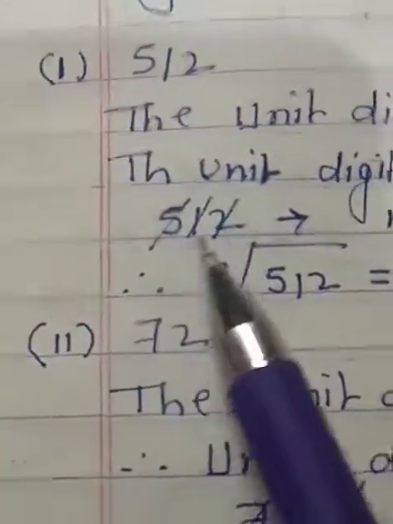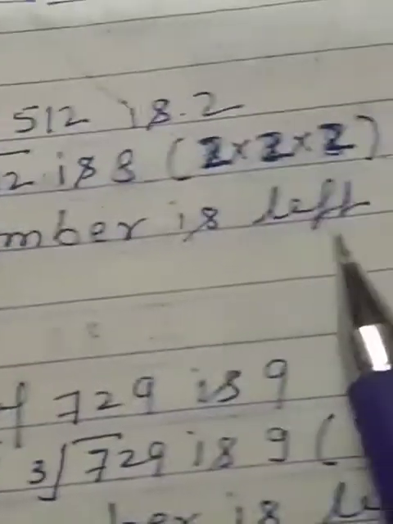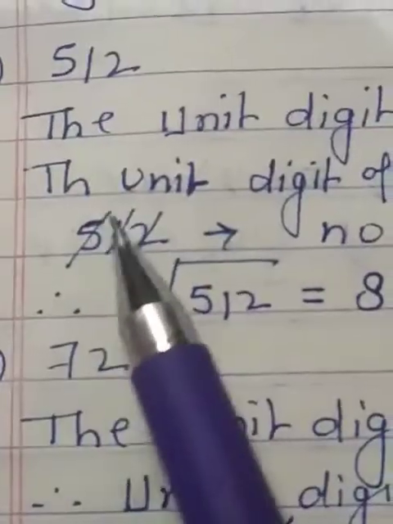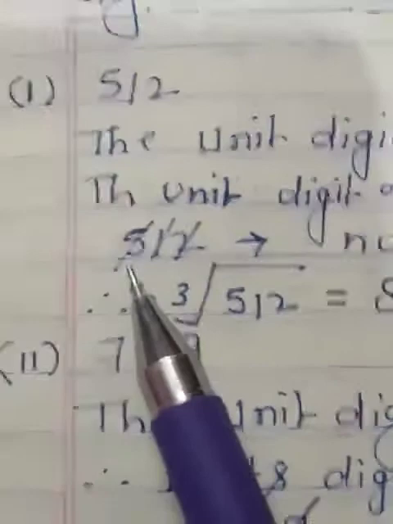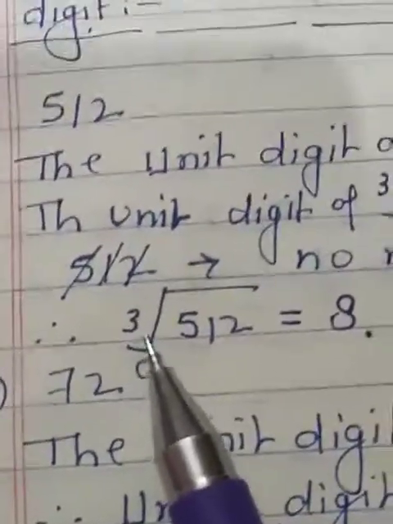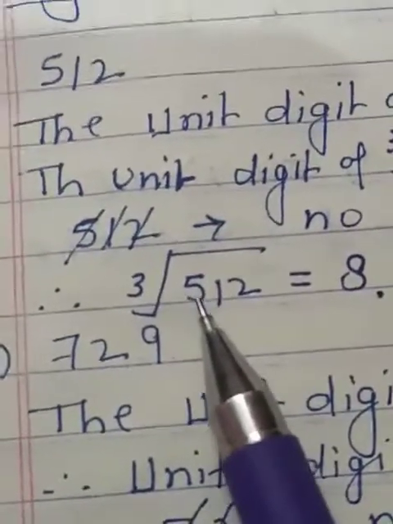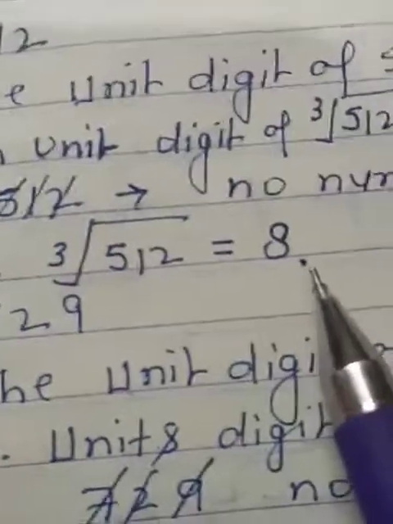Now when we write 512 and cut three digits from the right, no number is left. Why are we taking the 3-times cut? Because we are taking a cube, which means 3. So the cube root of 512 is 8.